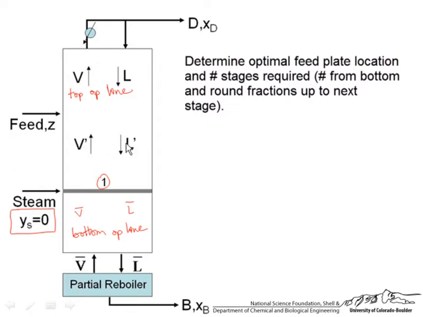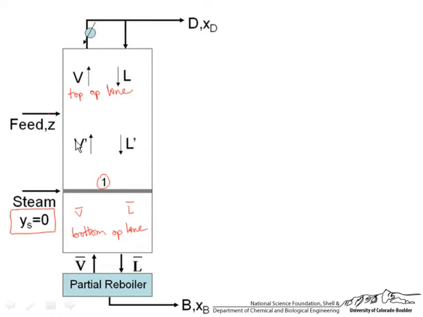So the vapor and liquid flow rates in this section will not necessarily be the same as in the top or the bottom, because we're adding some feed and we're adding some steam. And the addition of the steam is going to change the vapor flow rate. V prime will be different than V bar because of the addition of the steam. And the feed, depending on what type of feed it is, will make V not equal to V prime possibly, and L not equal to L prime possibly.